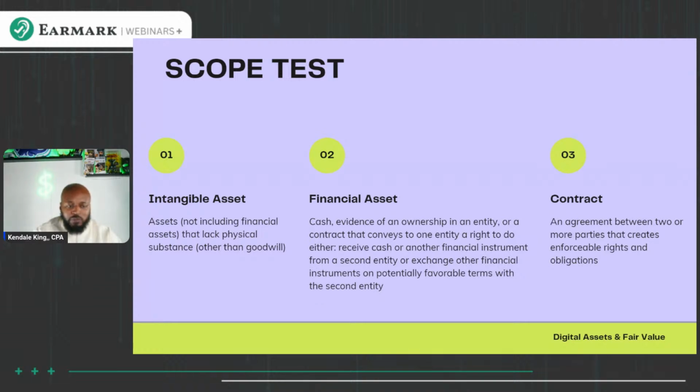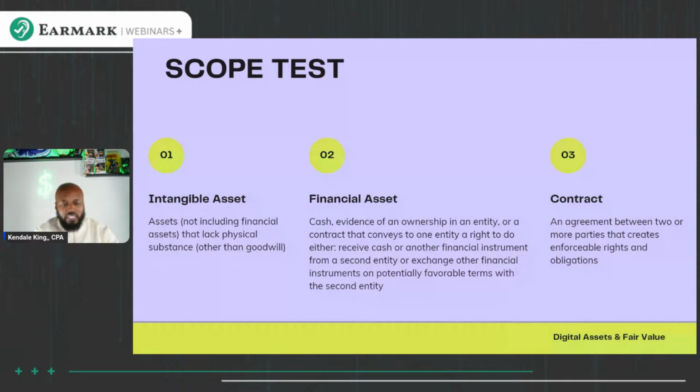An intangible asset, by the definition from their master glossary, is an asset, not including financial assets. That's why I needed to understand what a financial asset was, so it was layered. But an asset, not including a financial asset, that lacks physical substance. Okay, cool. And not talking about goodwill. All right, so crypto lacks a physical substance. Solid. That makes sense to me.